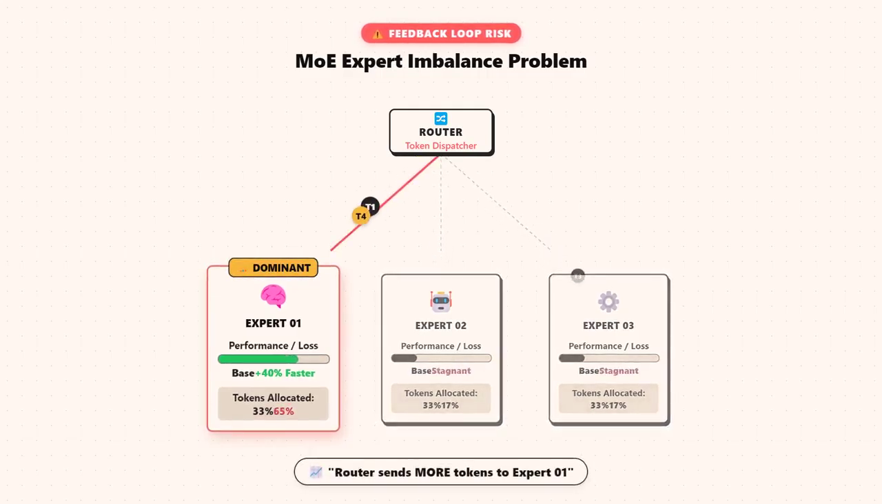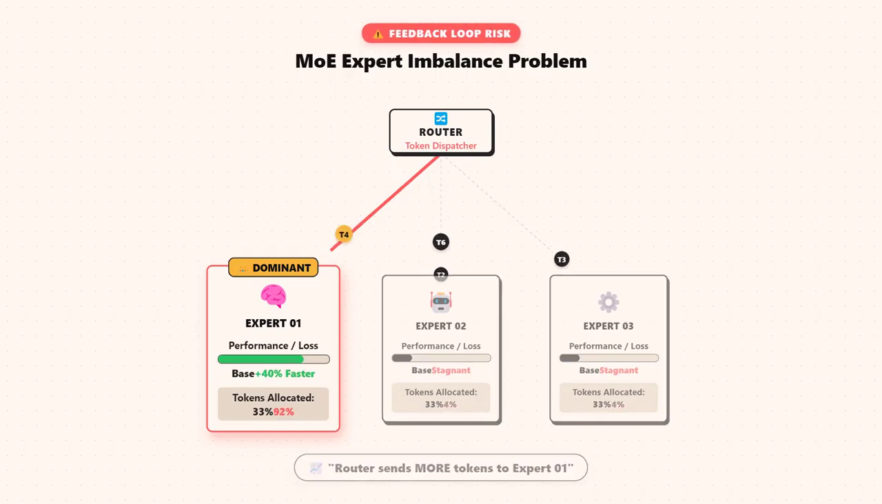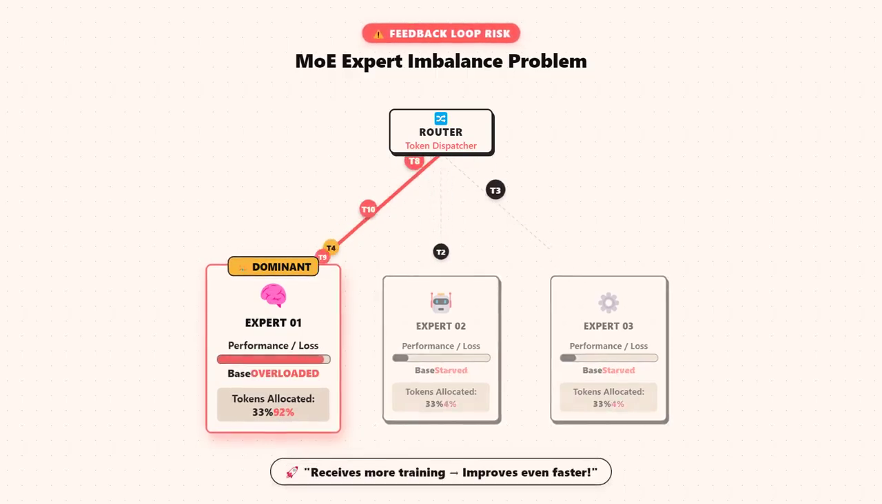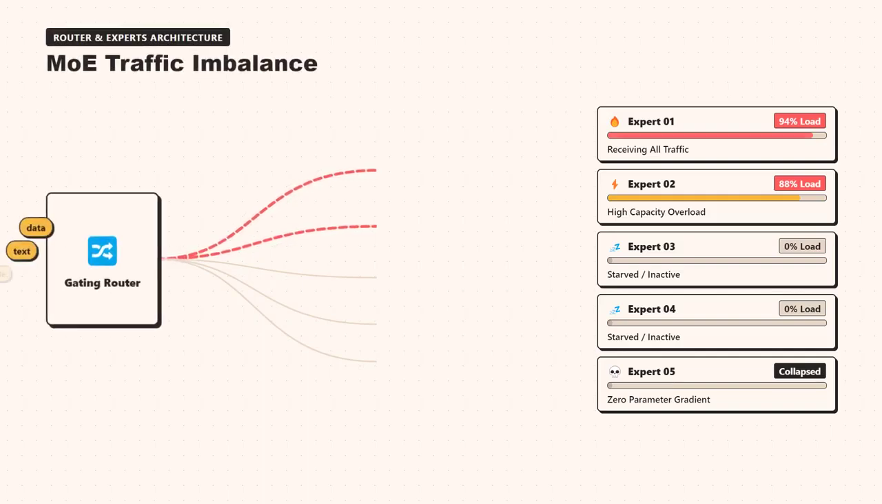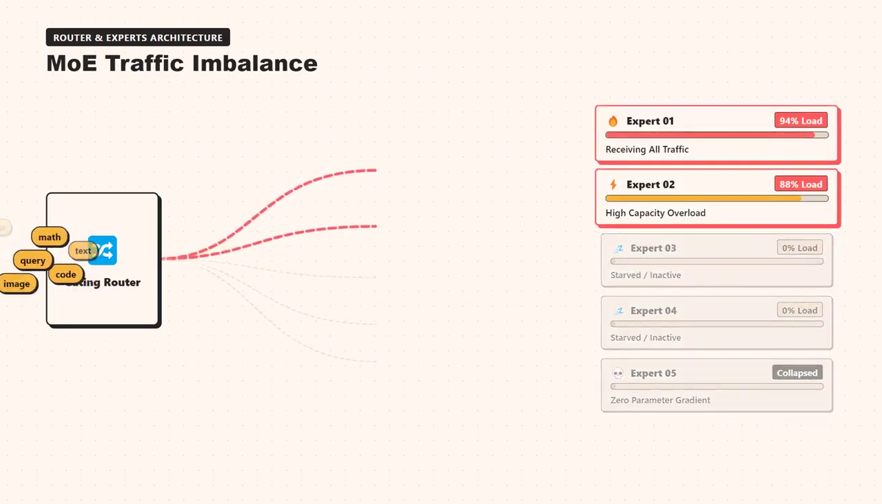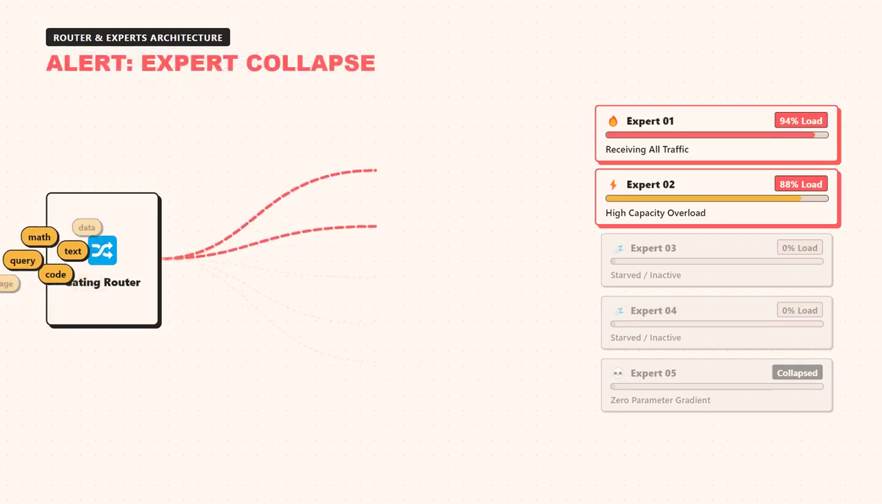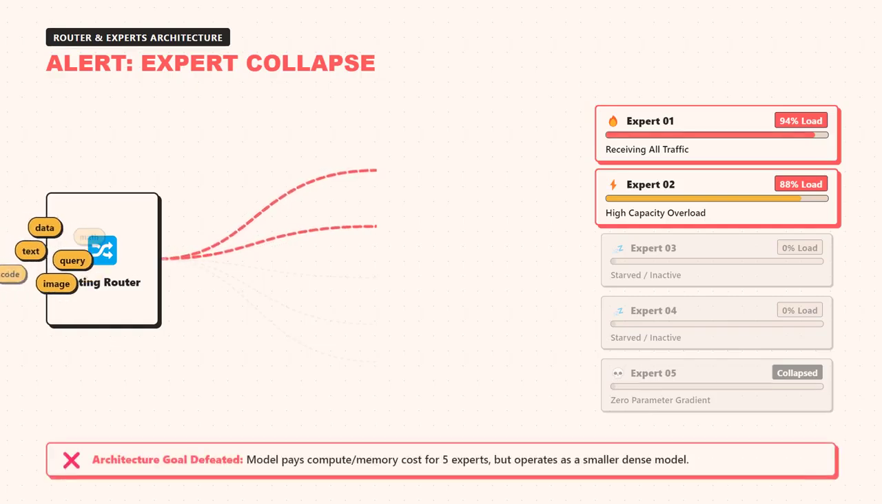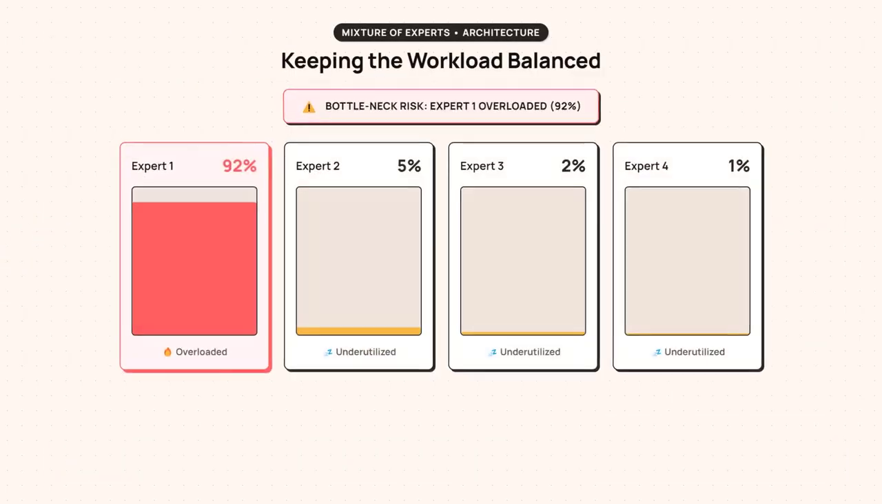The router may start sending more tokens to it. Because it receives more training examples, it improves faster. Then the router sends it even more tokens. Before long, one or two experts may receive most of the traffic, while the remaining experts barely learn anything. This is sometimes described as expert collapse. The model technically contains many experts, but only a few are being used effectively. That defeats the purpose of building the architecture.